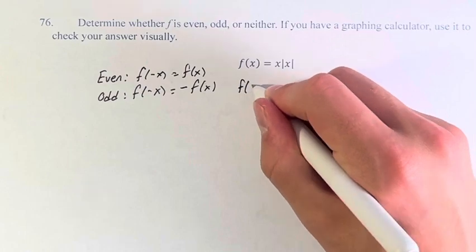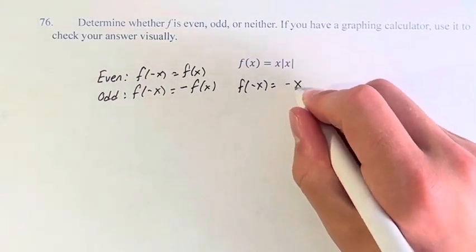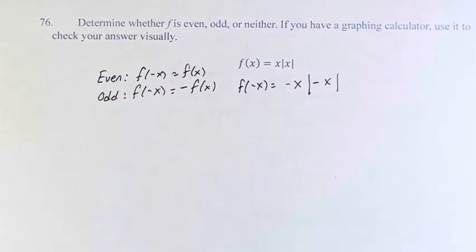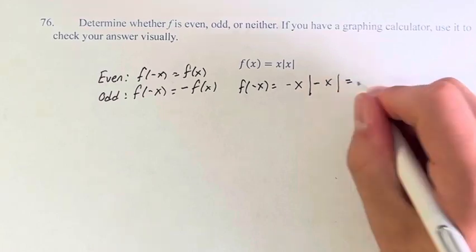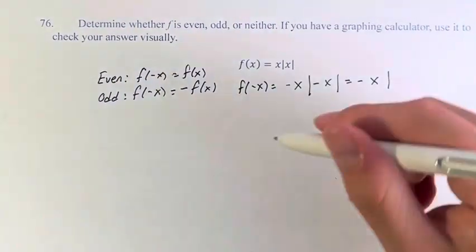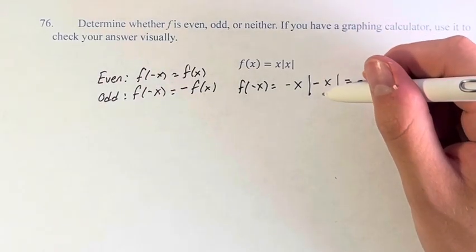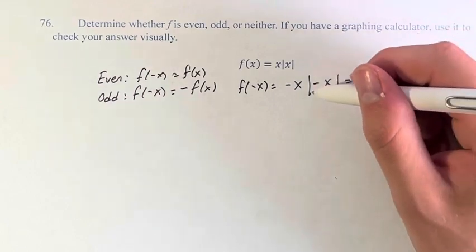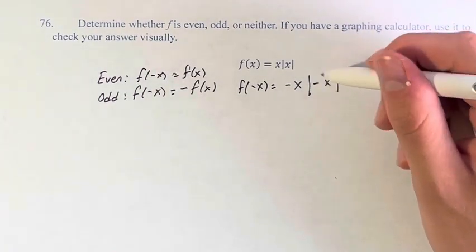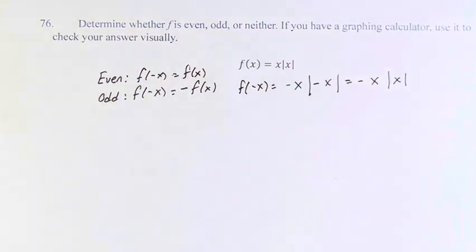So f of negative x equals, just plug in negative x times the absolute value of negative x. This is equal to negative x times the absolute value of negative x, which is the same as the absolute value of x, right? Since multiplying by negative 1 doesn't do anything, since it's just going to become positive anyways. So this is equal to negative x times the absolute value of x.